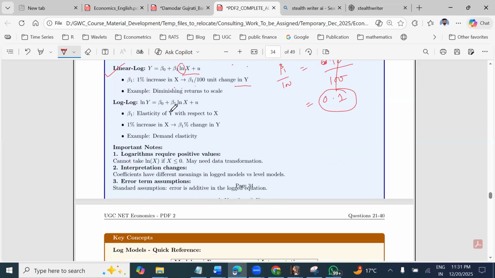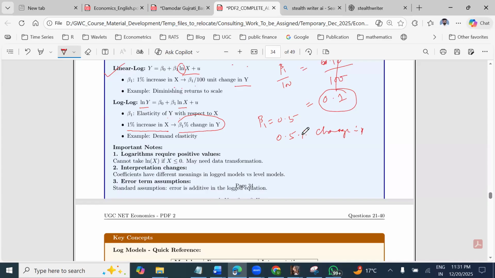And log log model, it is the most useful model in econometrics also, where we can directly interpret beta 1 as the elasticity of y with respect to x. It means 1% increase in x will lead to beta 1 percent change in y. Like if our beta 1 is 0.5, you will directly write 0.5 percentage change in y, you don't have to multiply or do anything. Clear, Madhusmita? Yes, sir.